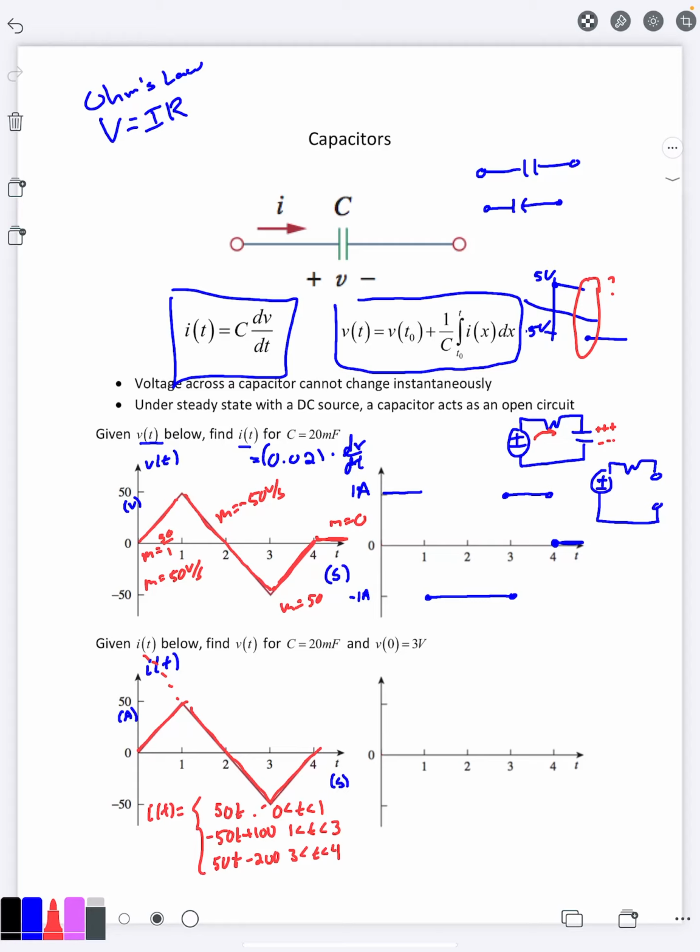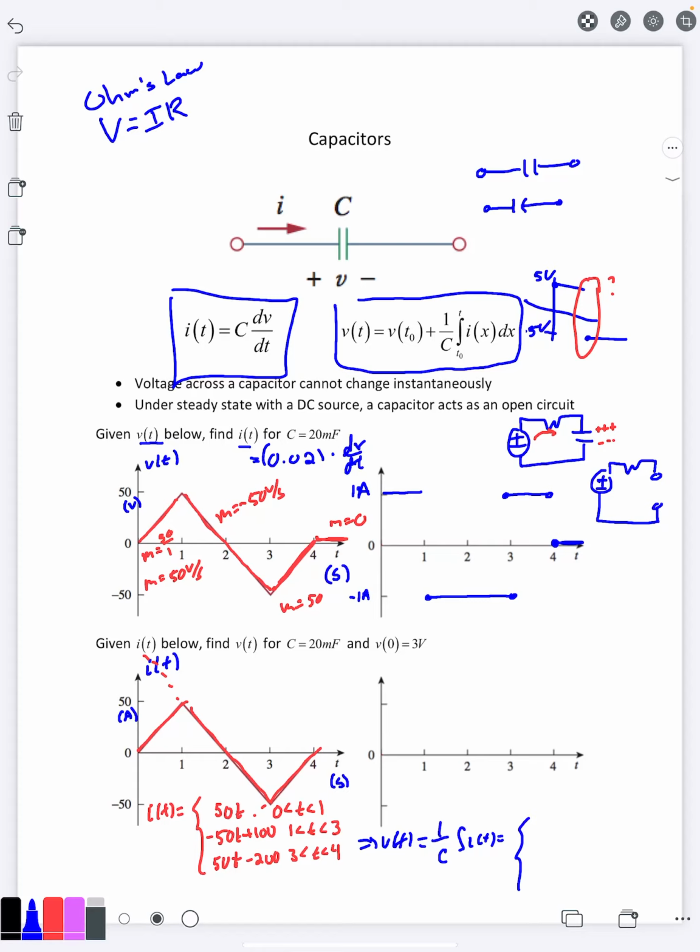Okay, so once we have that, we can go ahead and integrate things. So again, v of t is basically 1 over C times the integral of i of t. So we are going to be dividing by the capacitance. So we have to divide by the 0.02.